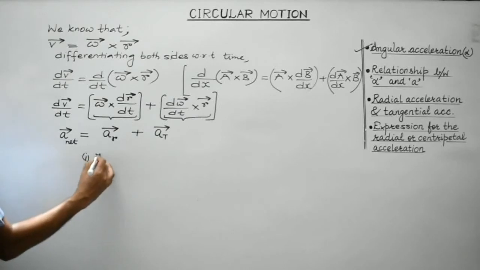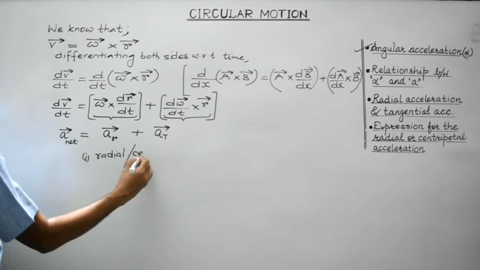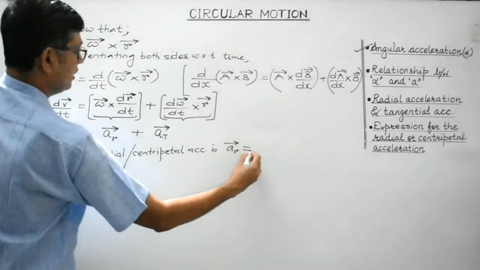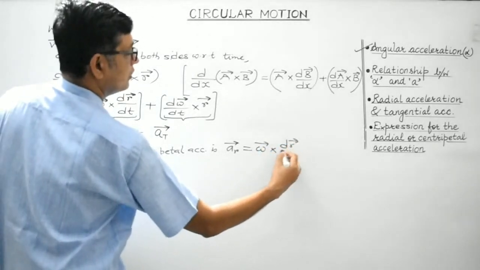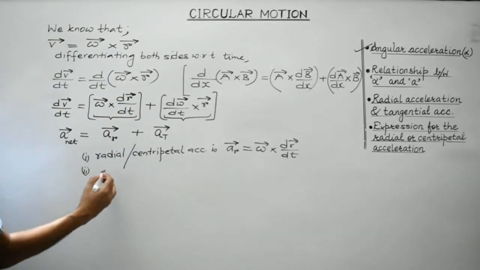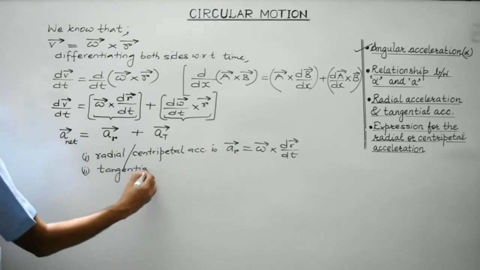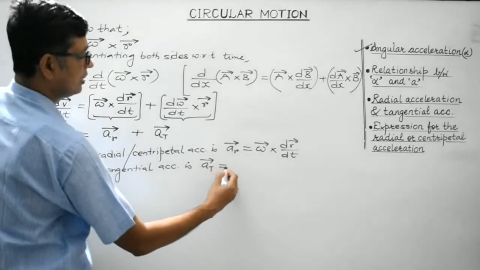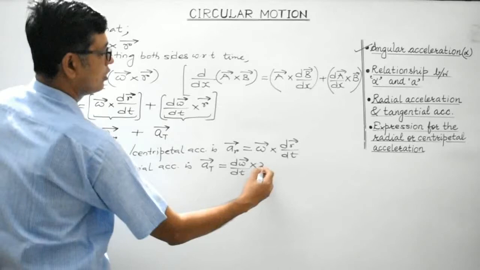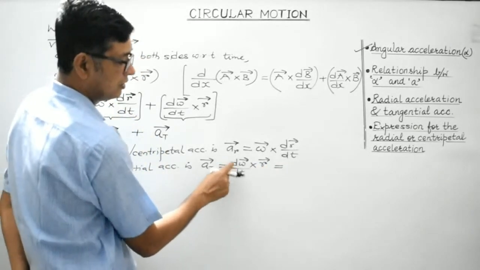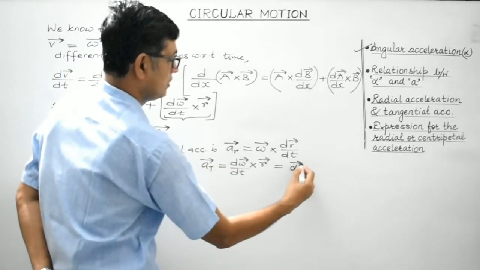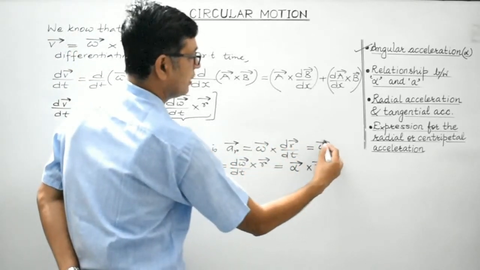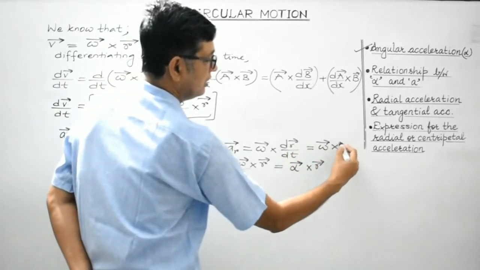So here I am writing first the radial or centripetal acceleration is AR vector, and it is equal to the first term. While second is the tangential acceleration. As the term suggests, it will act along the tangent. It will be represented by AT vector. It is equal to d omega vector divided by dt cross r vector, which in turn is equal to the angular acceleration cross r vector. And here the radial or centripetal acceleration is omega vector cross dr by dt. It is the velocity vector, the linear velocity vector.